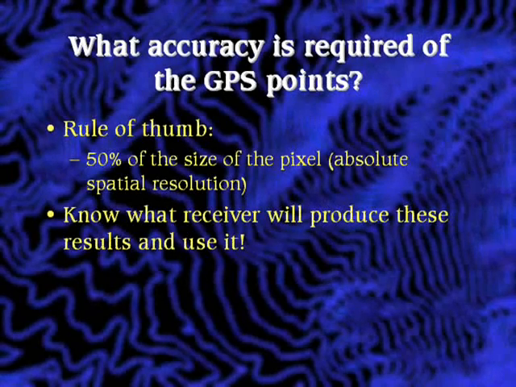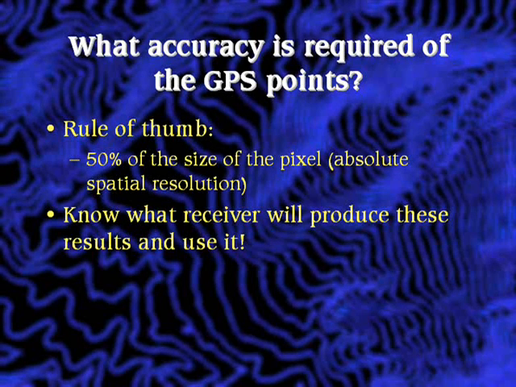A rule of thumb, when we're talking about the accuracy required of your GPS points for remote sensing, is we look at 50% of the size of a pixel in the imagery you're going to be using. And here we're talking about the absolute spatial resolution. So 2.4 meters per pixel on the QuickBird multispectral. We apply this little rule of thumb to it, and we're at 1.2. 1.2 meters at 95% confidence is what we need. Know what receivers will produce these results and then use the appropriate receiver.